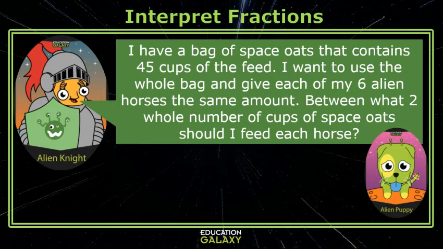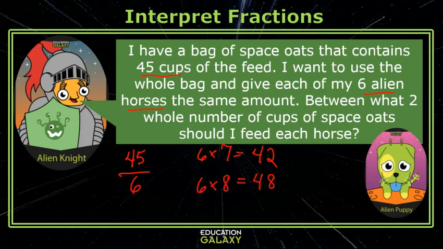Hello, Alien Puppy. I have a bag of Space Oats that contains 45 cups of feed, and I want to use the whole bag and give each of my 6 alien horses the same amount. Between what two whole numbers of cups of Space Oats should I feed each horse? Well, Alien Knight, I'm pretty good with fractions and division. This would be 45 divided by 6. And so I know that 6 times 7 is 42, and 6 times 8 is 48. So each horse gets between 7 and 8 cups.